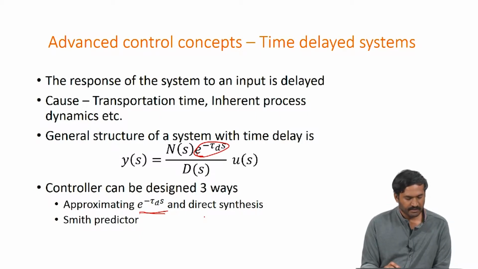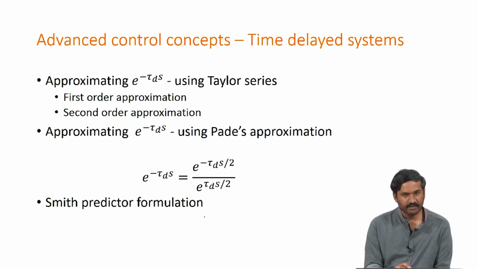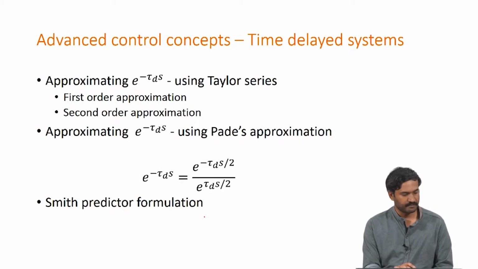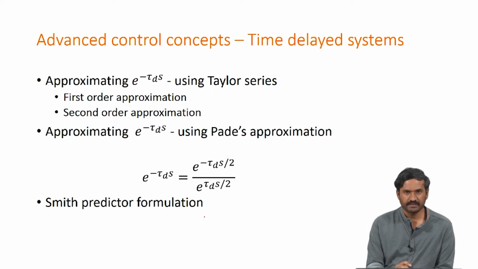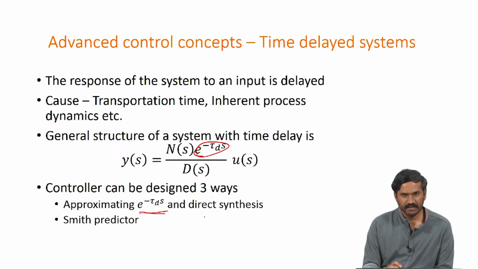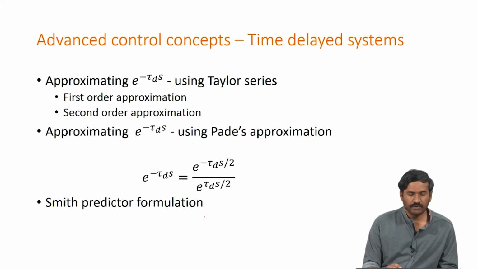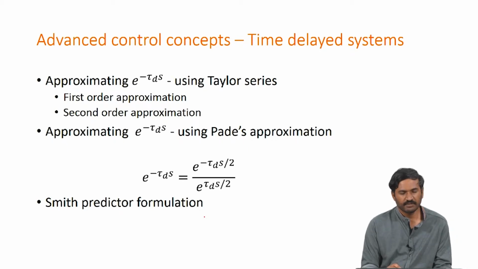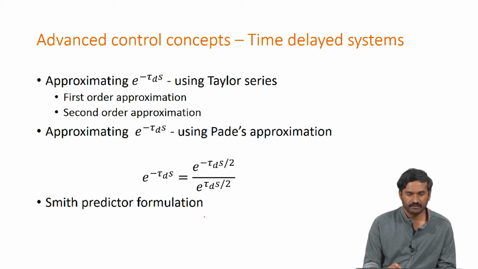The controller can be designed in two different ways. One is approximating e power minus tau d s and direct synthesis, and the other way is to use the Smith predictor method. We will look at both these methods, and we will take an example and describe each method and then see the results. So, approximating e power minus tau d s can be done in two different ways.